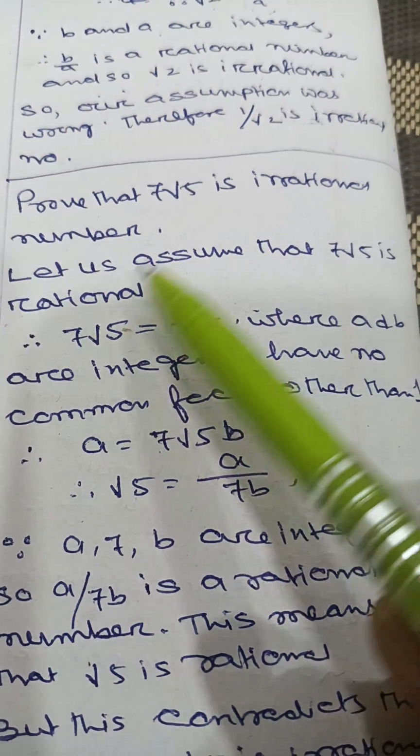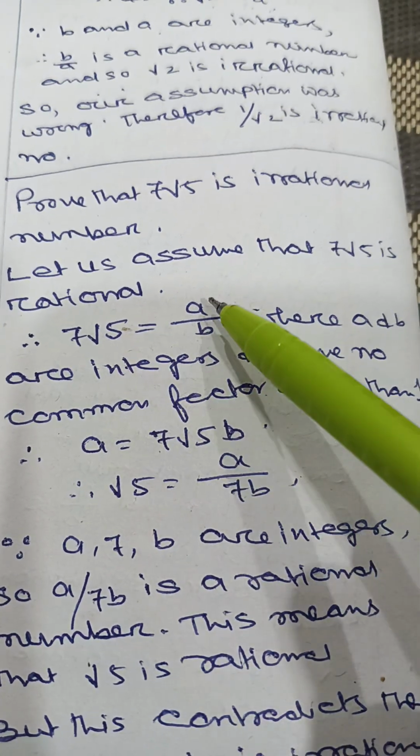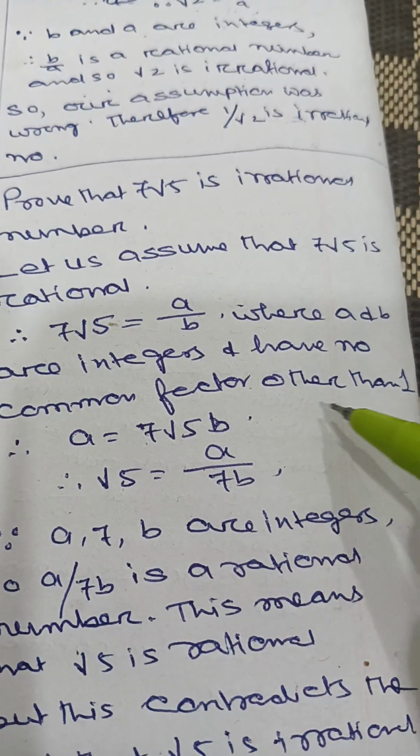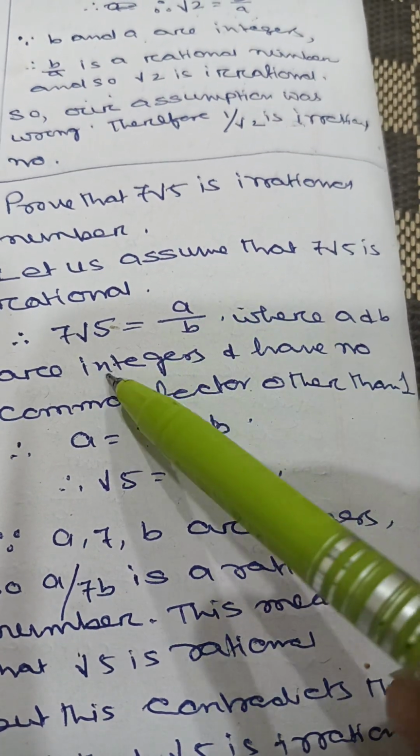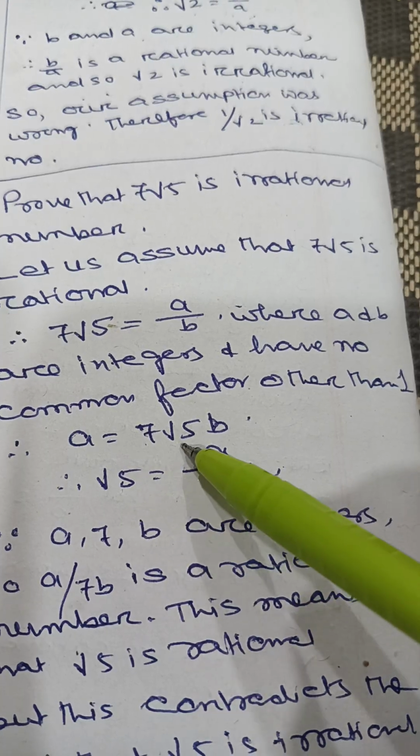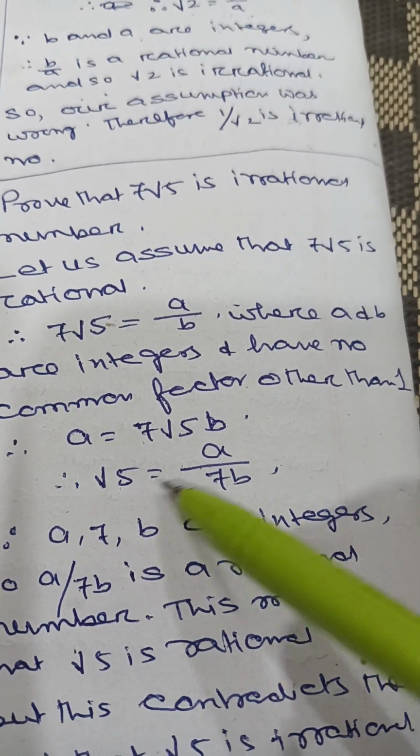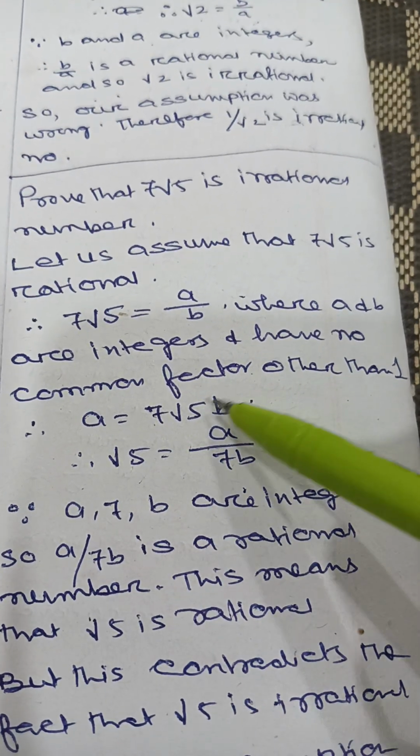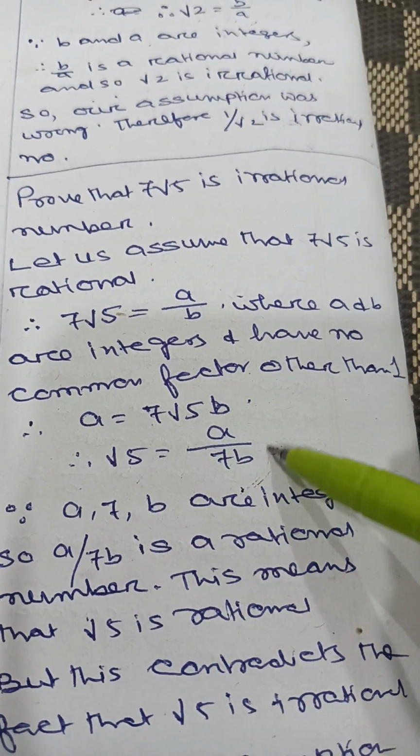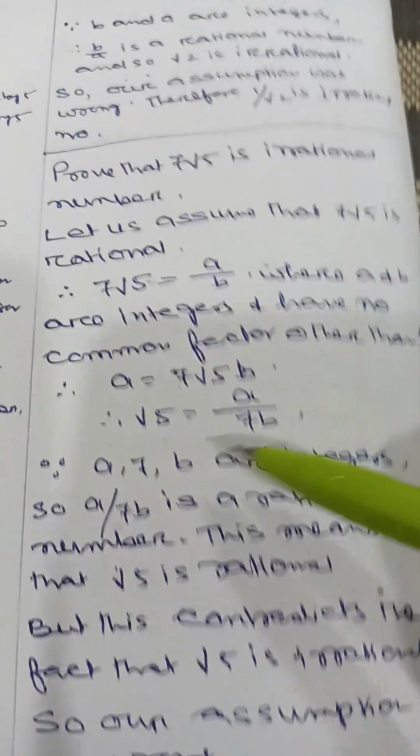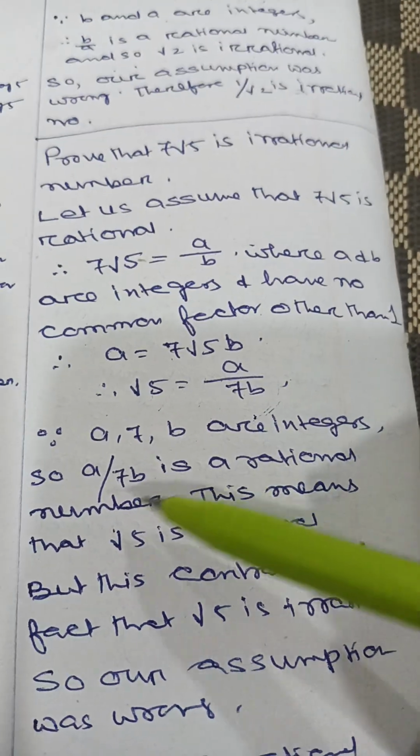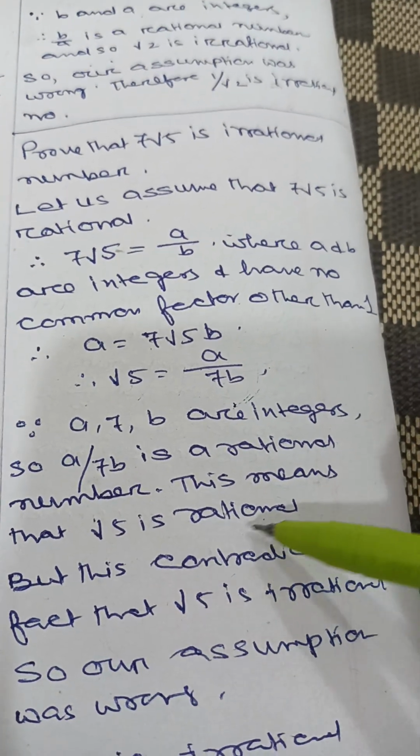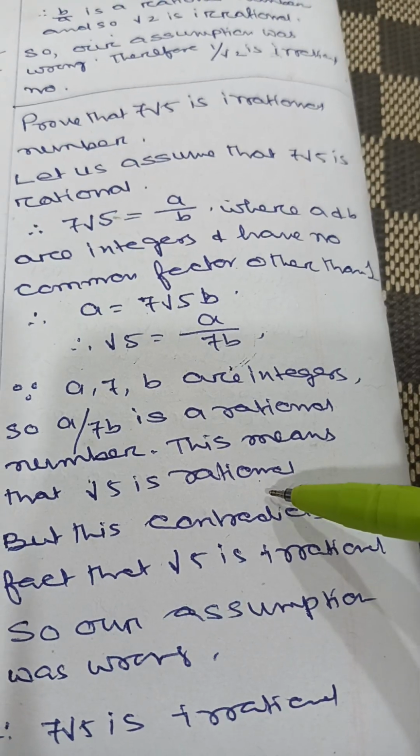So again, here we have considered it is rational. So rational can be written as a by b, where a and b are integers and have no common factor other than 1. After cross multiplication, we can write a equal to 7 into root 5 b. Therefore, root 5 can be written as a by 7b. Here you see this side is irrational, and the calculation of a and b is always rational. So here you see a, 7 and b are integers, so a by 7b is a rational number.